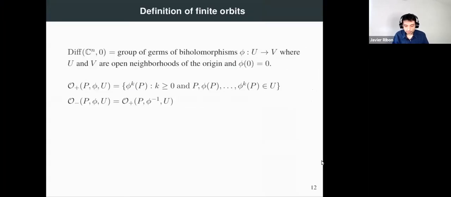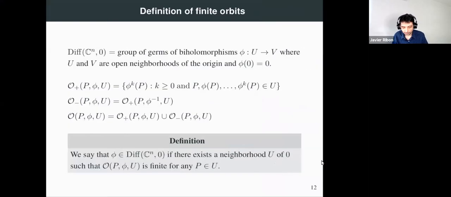In the same way, we can define the negative orbit just by replacing phi with its inverse map. And we can define the total orbit by considering the union of the positive and the negative orbit. It's the definition of the orbit, just fixing where the orbit has to be. The definition of finite orbits is the following.